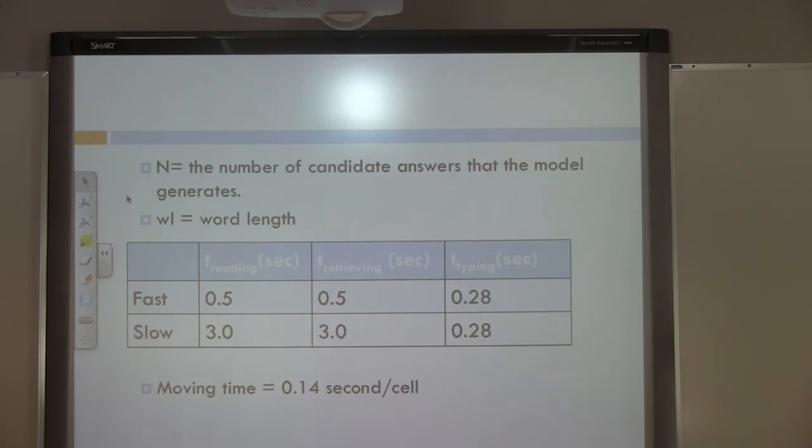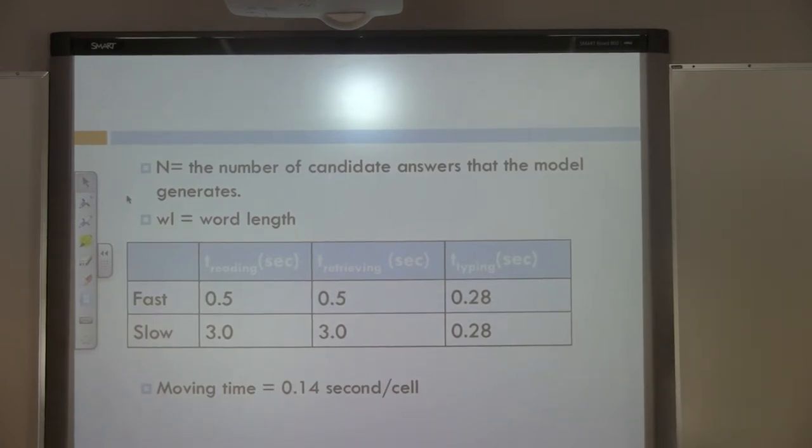And so for the time parameters, we have two levels of time, fast and slow. For the fast one, the reading time is 0.5 and the retrieval time is 0.5, and for the slow one, the reading time is 3 seconds and the retrieval time is 3 seconds.